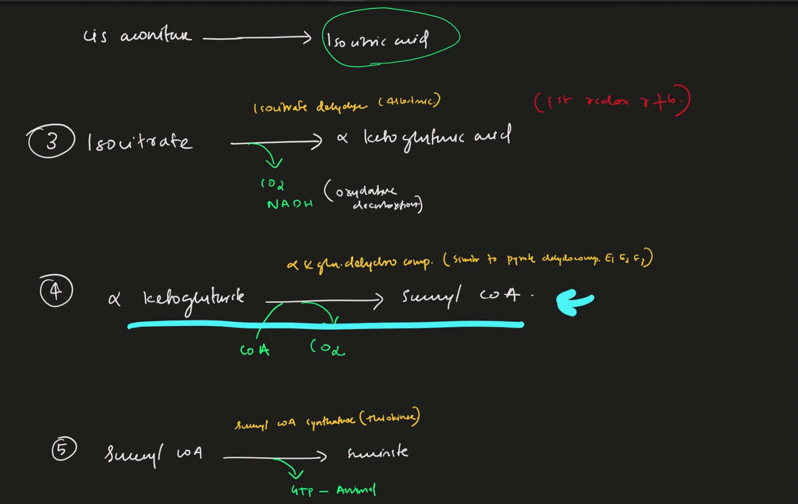So alpha ketoglutarate to succinyl CoA, and in this reaction we also get CO2 and an NADH. Okay, CO2 plus NADH. So this is the reaction, and a CoA is added into the reaction. This is known as the alpha ketoglutarate dehydrogenase complex, which actually has E1, E2 and E3.